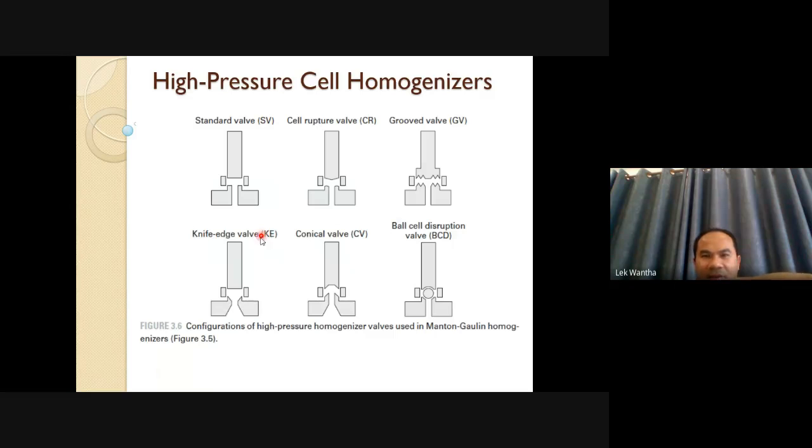And this shows you the valve. There are a lot of configurations of the valve. Maybe this one is standard, where the valve contacts with this. Or the valve may be like this or like this. These are different designs of the valve to break the cell.